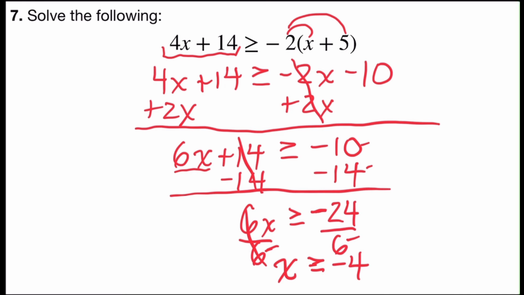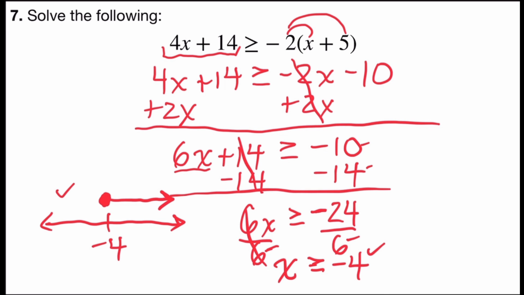I can also represent that graphically on the number line. I have negative 4. I have a greater than or equal to. The or equal to part means I'm going to have a closed-in circle. And I want all the values greater than that, so that will be graphed to the right. And so x is greater than or equal to negative 4 in algebraic form, and x is greater than or equal to negative 4 in a graphic form on the number line.